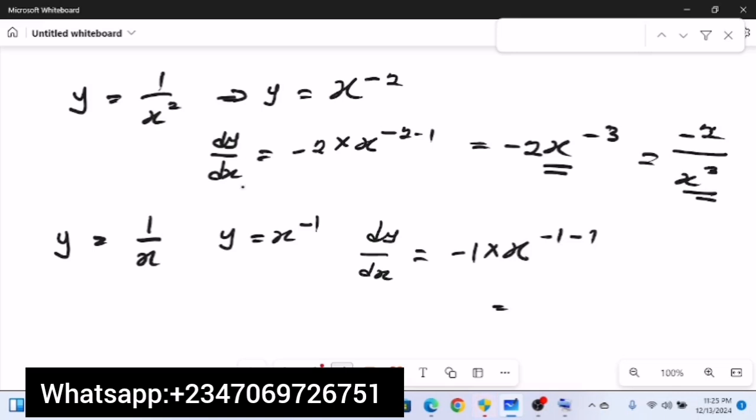That means negative 1 times x simply gives me negative x to the power of negative 1 minus 1. That simply gives me negative 2. And you have this. Alright guys, so that's the basic overview of the power rule of differentiation.